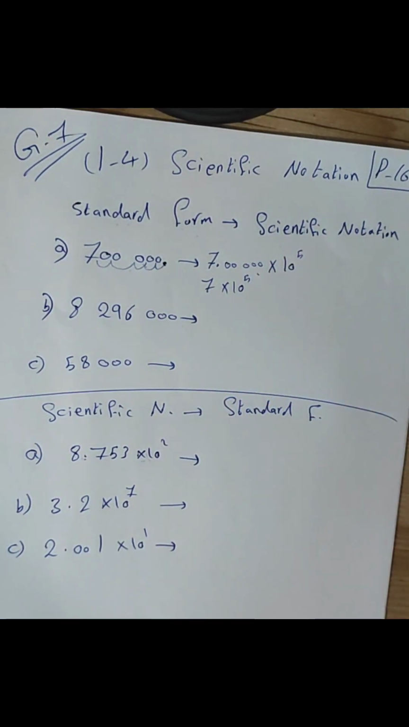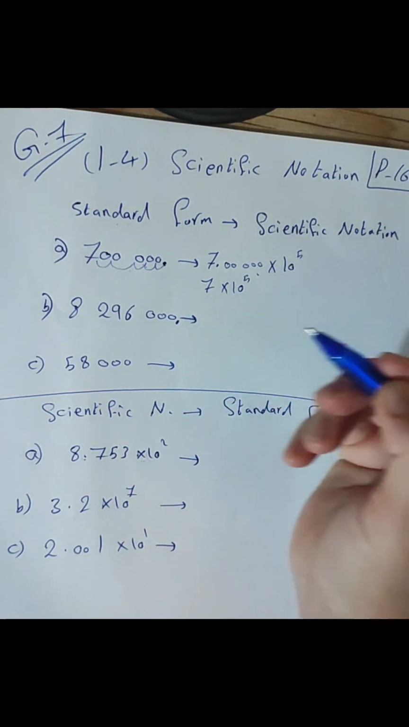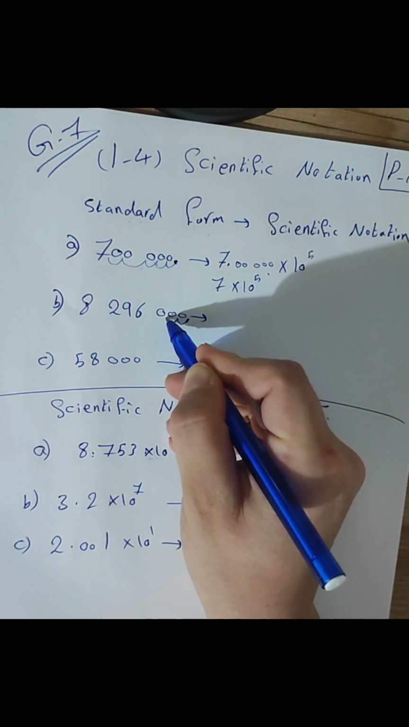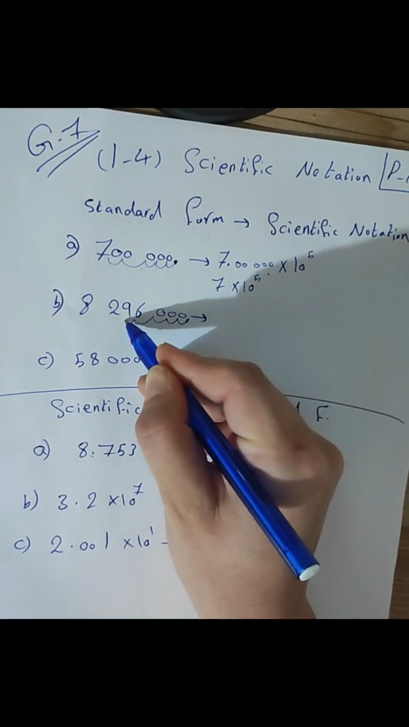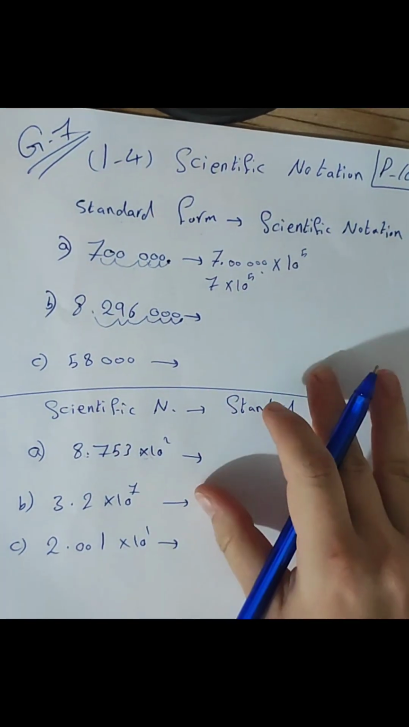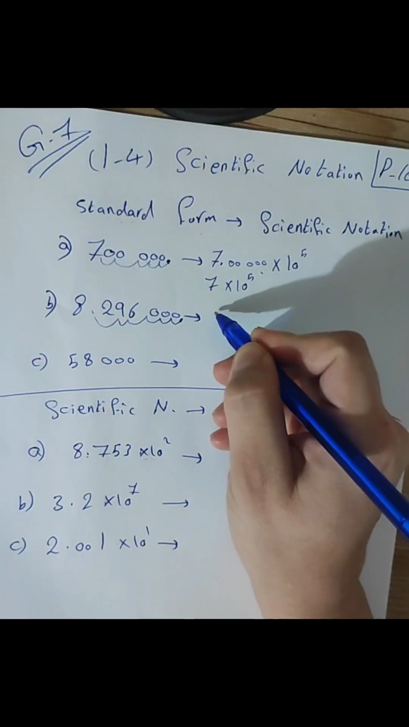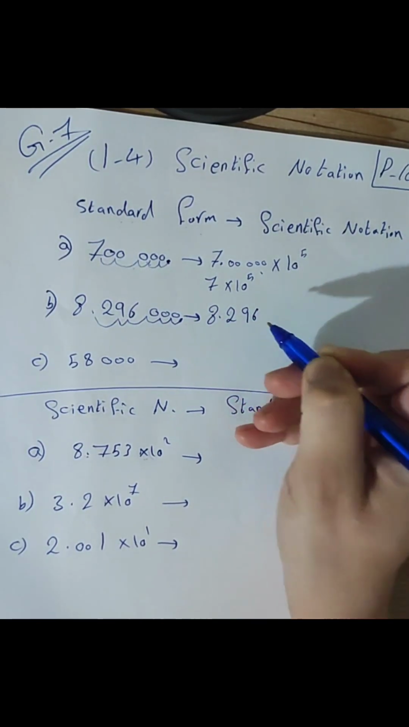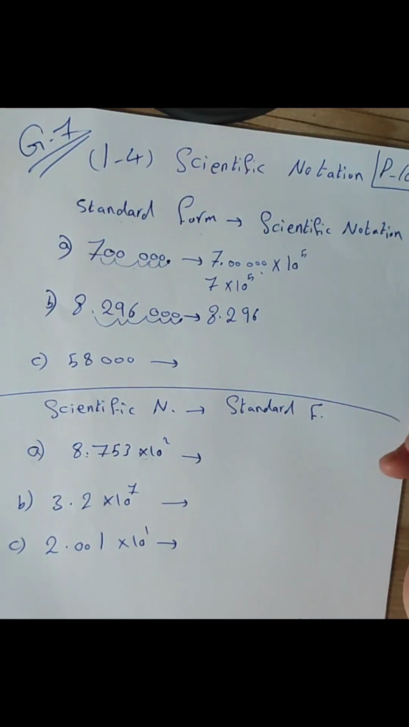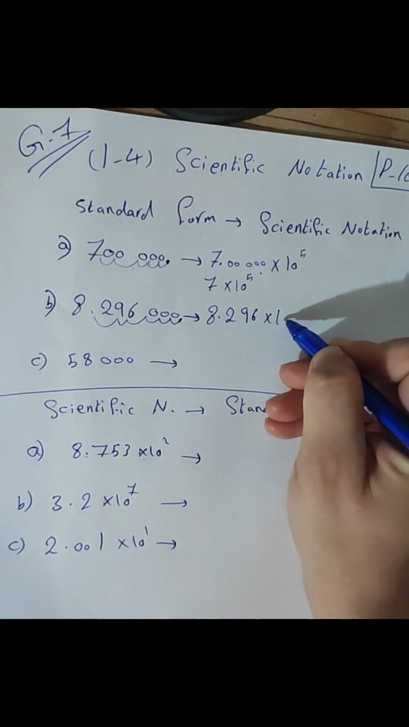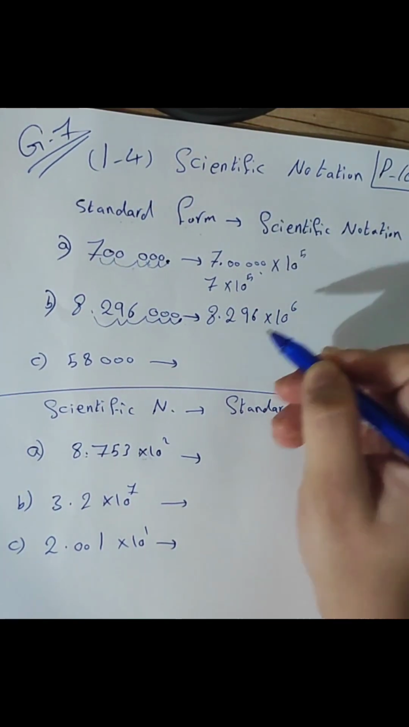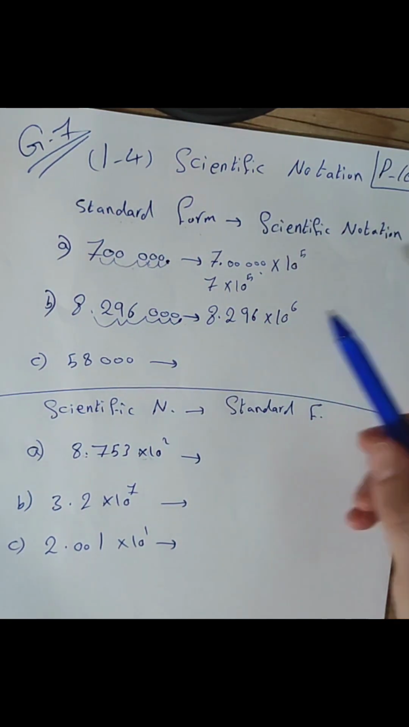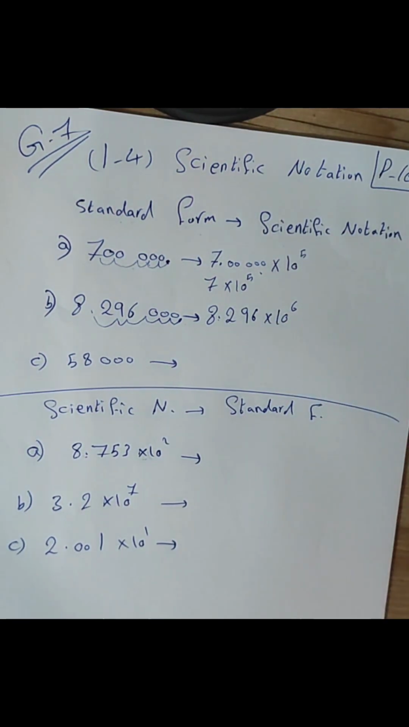And this question, again, we don't have a point. You should write the point on the right side and move it to the left side until 1, 2, 3, 4, 5, 6. Okay, you move it 6 times, 6 steps. Okay, 8.296 without the 0, we don't need it. Times 10 exponent 6, because we moved it 6 times. This is the scientific notation. We have a point, times, and base 10.